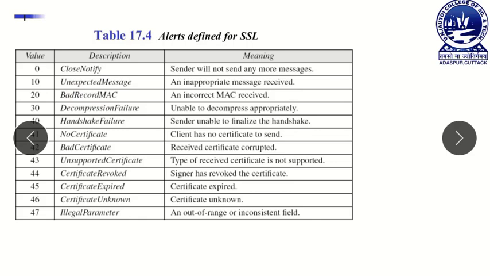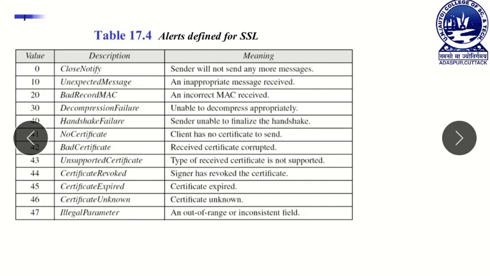Here the 30 means decompression failure, unable to decompress appropriately, which means when our data or packet is transmitted, if there is any decompression failure, then our alert protocol displays the message decompression failure, or it displays the value 30. Then next, 40. This value means handshake failure, the sender is unable to finalize the handshake, which means during the transmission if any handshake failure occurs, then the alert protocol displays the value 40.